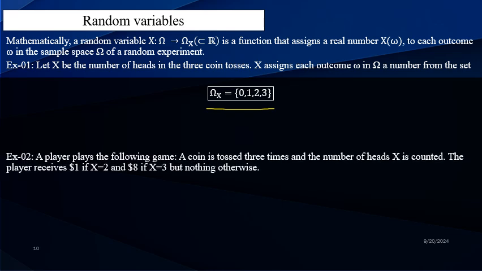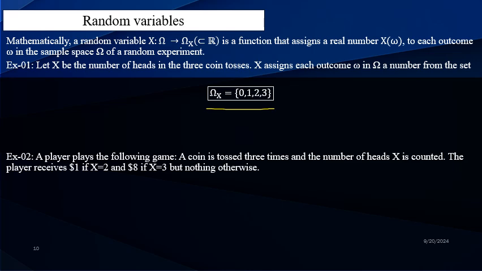Now, second example. A player plays the following game. A coin is tossed 3 times, and the number of heads is counted. So X will have the same scenario we have already seen. Now we are looking further. The player receives $1 if X equals 2, that means if you get 2 heads. You receive $8 if you get 3 heads, and otherwise you get nothing. So 3 options: the prize money is either $1, $8 or $0.